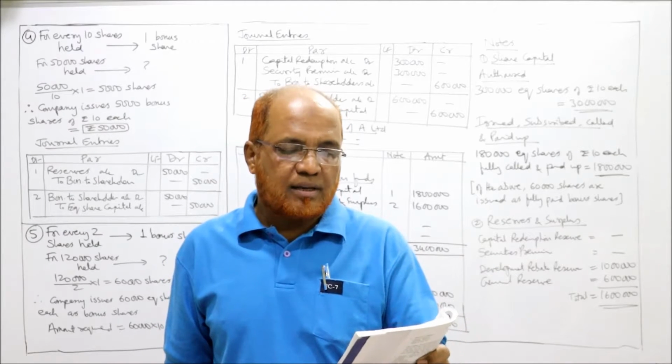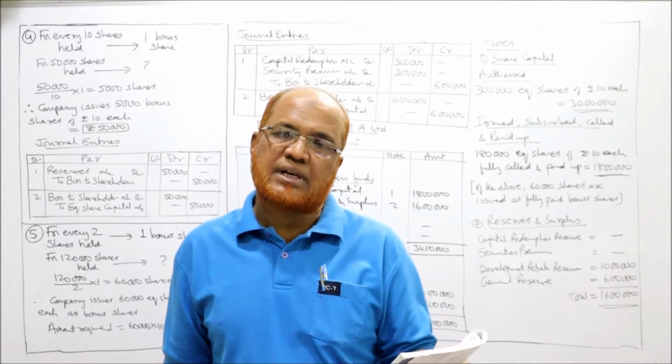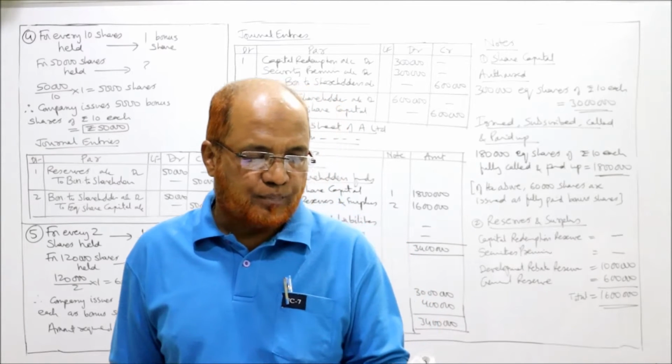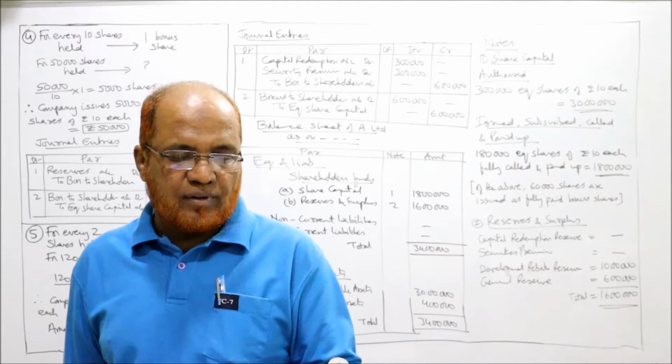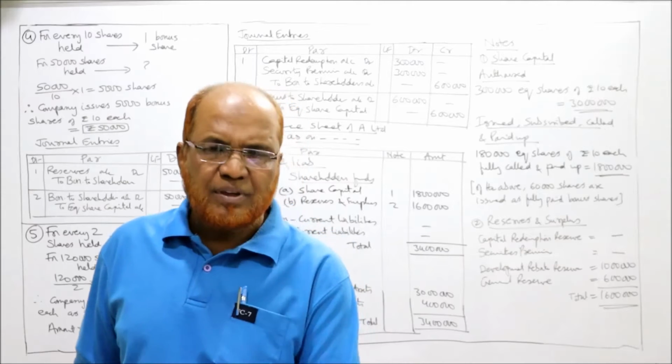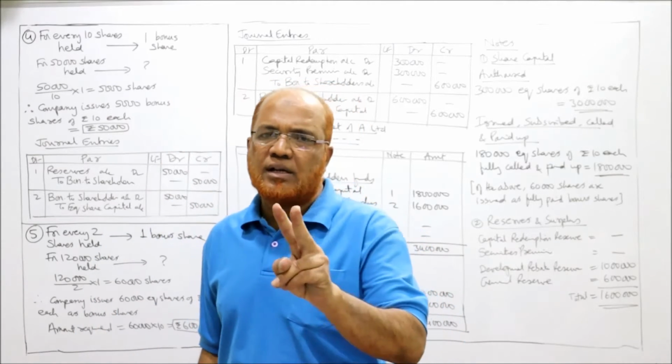So the company wants to capitalize 50,000 rupees from the reserve fund. 5,000 free bonus shares the company wants to issue. Each shareholder to get 1 share for every 10 shares held by him in the company. Generalize the transactions. Very simple problem. Only 2 entries are required.